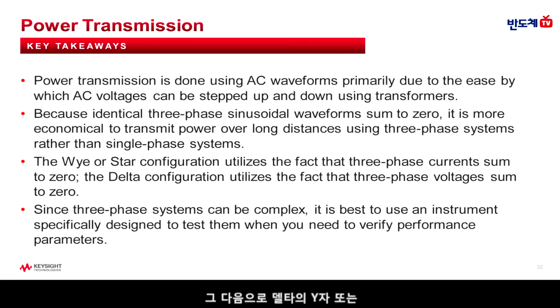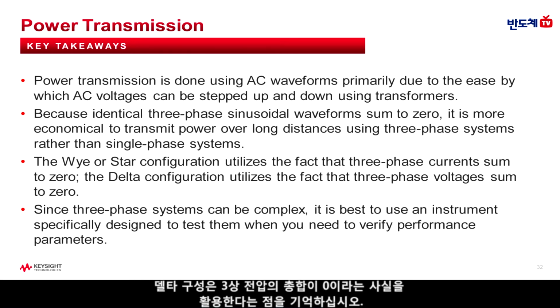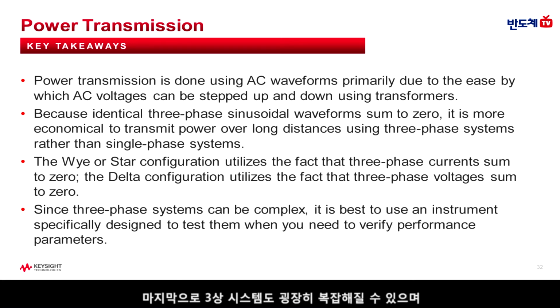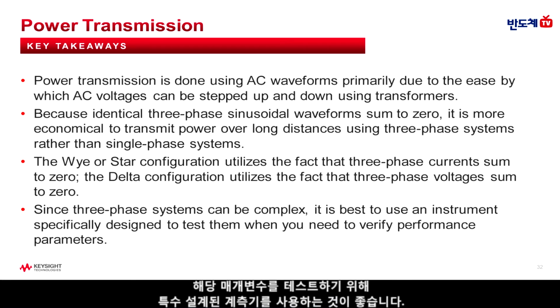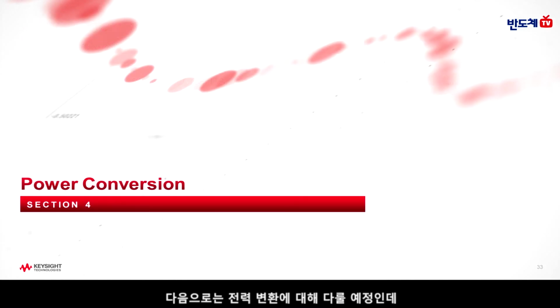Next, when you look at the Y or star configuration and delta, just keep in mind that the Y or star configuration is utilizing the fact that 3-phase currents sum to 0, whereas the delta configuration is utilizing the fact that 3-phase voltages sum to 0. Lastly, 3-phase systems can obviously be very complex, and it's probably best to use an instrument specifically designed to test them if you need to verify performance parameters. Now we're going to get into section 4, which is power conversion, and this is actually quite a broad topic.